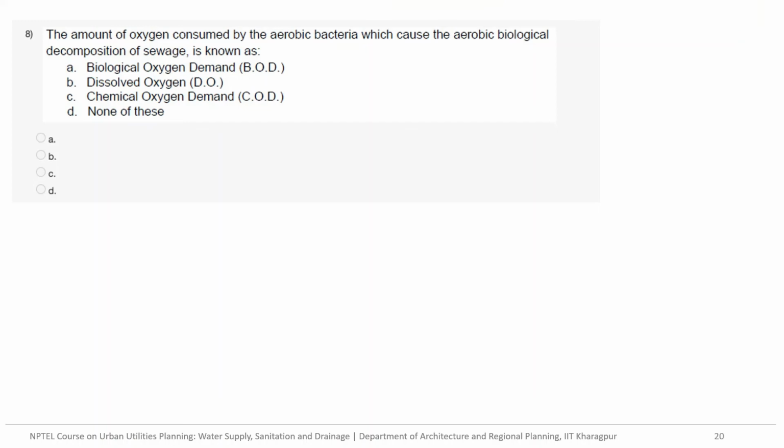Moving on to the next question. The amount of oxygen consumed by the aerobic bacteria which cause the aerobic biological decomposition of sewage is known as A. Biological oxygen demand, BOD. B. Dissolved oxygen, DO. C. Chemical oxygen demand, COD, or none of these. So the answer is biological oxygen demand.